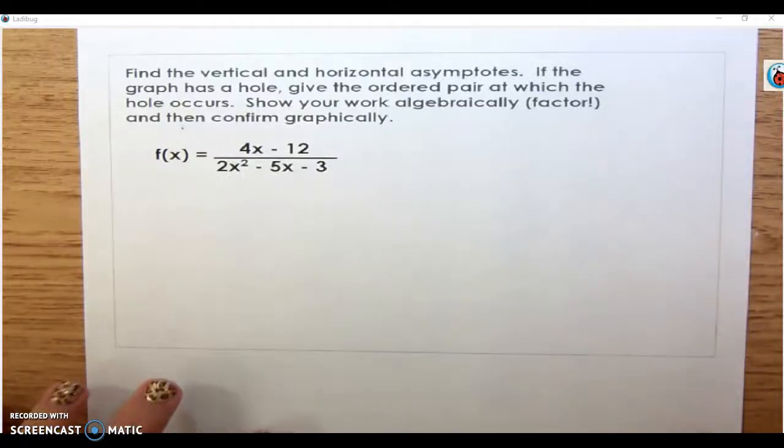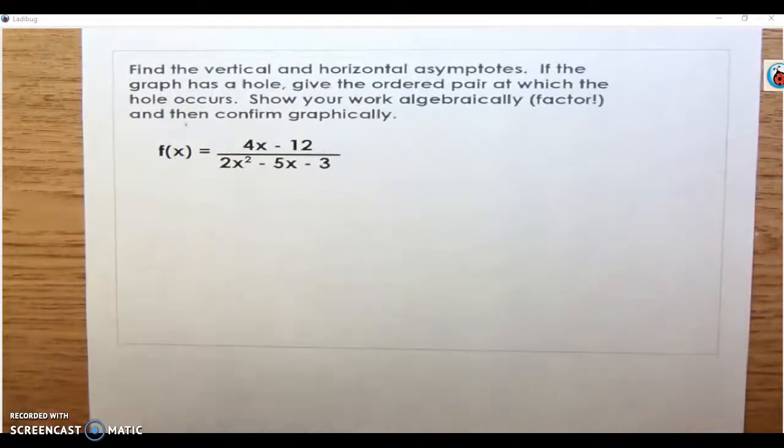Okay, so we have this rational function here, and we want to find the vertical asymptotes, horizontal asymptotes, and the holes. And then we're just going to sketch a graph to kind of see what it looks like. We'll be talking more about graphs when we get to a later lesson.